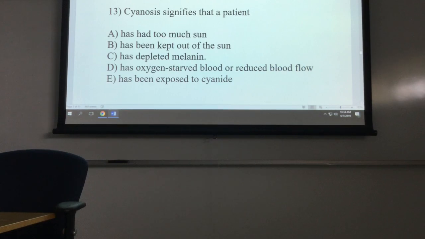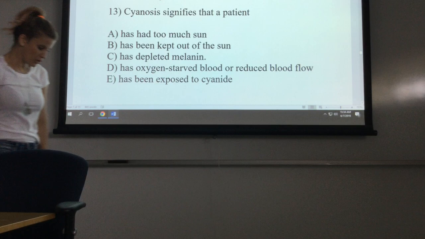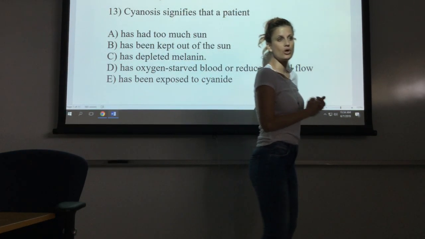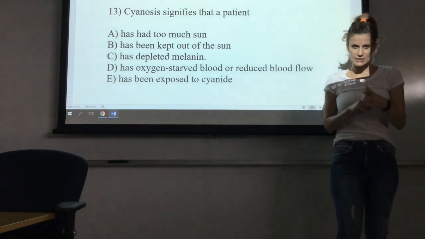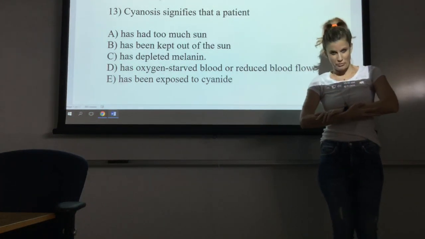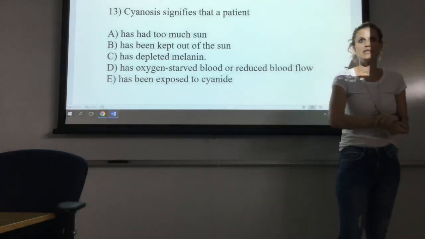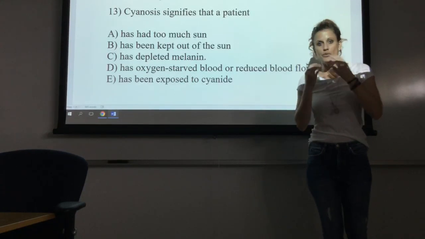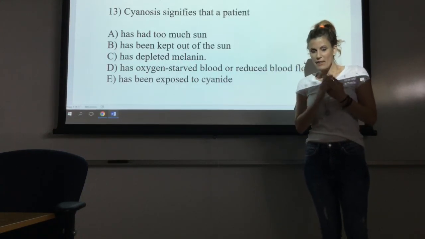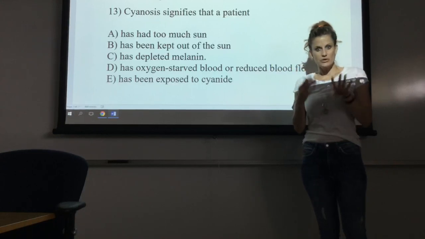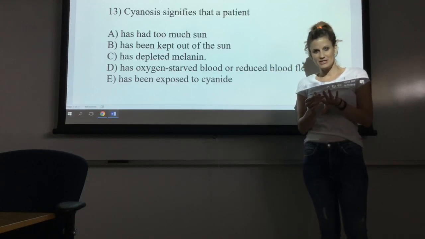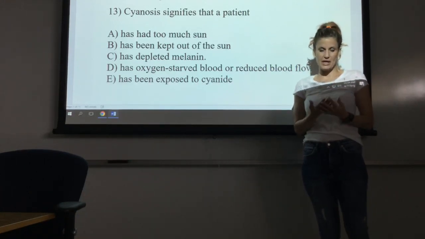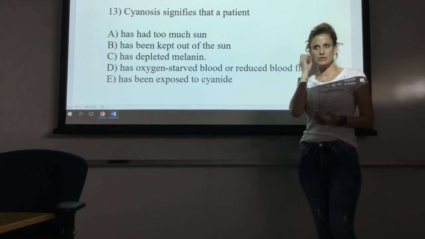Cyanosis signifies that a patient... so before you look at the answers, stop and think about what is cyanosis, right? So we know that cyanosis is a blue tint to the skin. So when the skin starts to appear blue, we know that we first see it in areas where the skin is thin and there's a lot of blood at the surface. So we see it at the lips and around the lips. We first see it in the nail beds. So where the nail bed is pink, because of the nice oxygenated blood flow, it will actually turn blue when there's cyanosis present. So cyanosis is a blue tint to the skin.